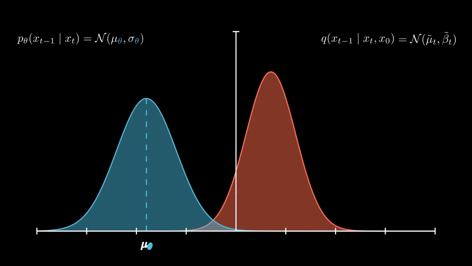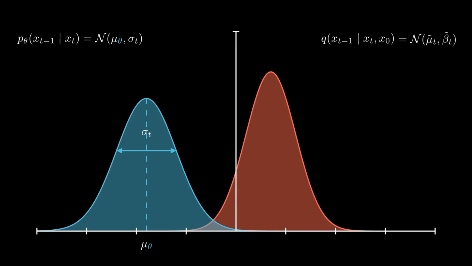Our neural network will therefore predict the parameters of this Gaussian, its mean mu theta and its variance sigma theta, which controls its spread. To simplify things even further, the authors choose to fix the variance of the approximate posterior to a constant sigma t, which is not learned. That means the neural network only has to learn the mean of the distribution.